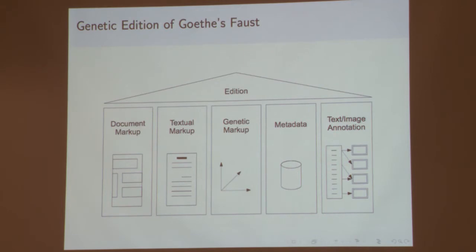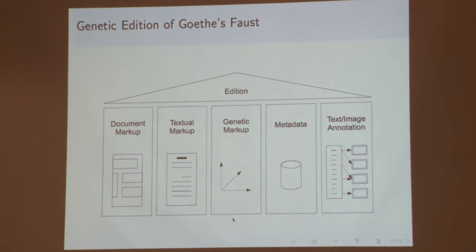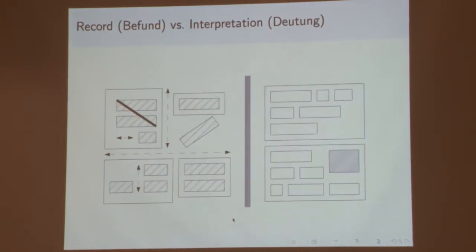And more importantly, we want to deliver a very faithful description of the records that we find in the archives, namely the documents. So let me just take two of these perspectives, namely the document-oriented perspective and the textual perspective of our edition, and show you some of the challenges that we have in marking those up and representing them in our edition.